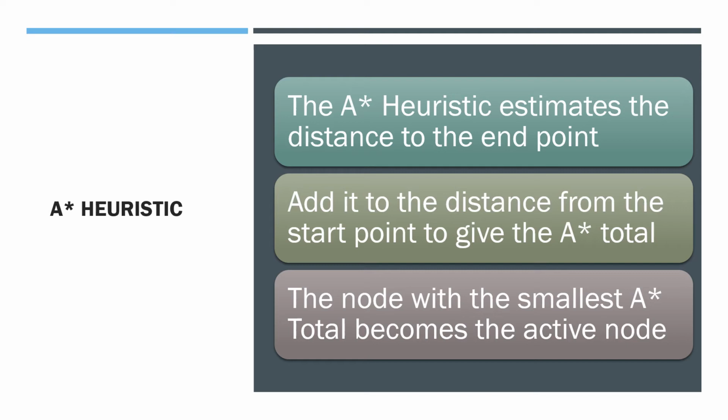We only use the A-star total once each round, at the point when we need to choose the next active node. In Dijkstra, we choose the node that is closest to the start. But with A-star, we choose the node that is close to the start and close to the end. And that eliminates all these random routes going off in the wrong direction.